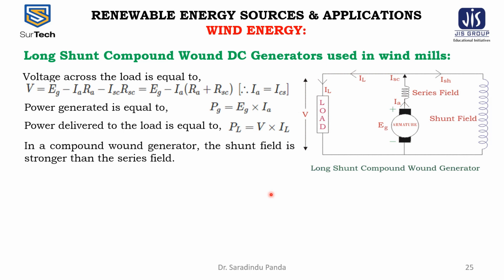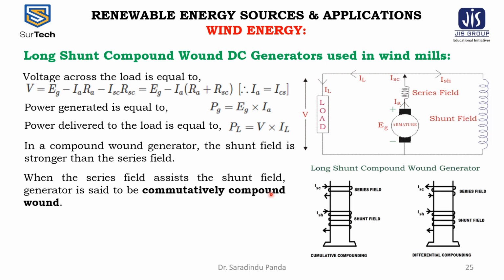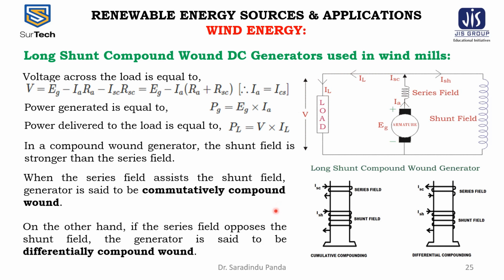In a compound wound generator, the shunt field is stronger than the series field, and when the series field assists the shunt field, the generator is said to be cumulatively compound wound. On the other hand, if the series field opposes the shunt field, then the generator is said to be a differential compound wound generator.